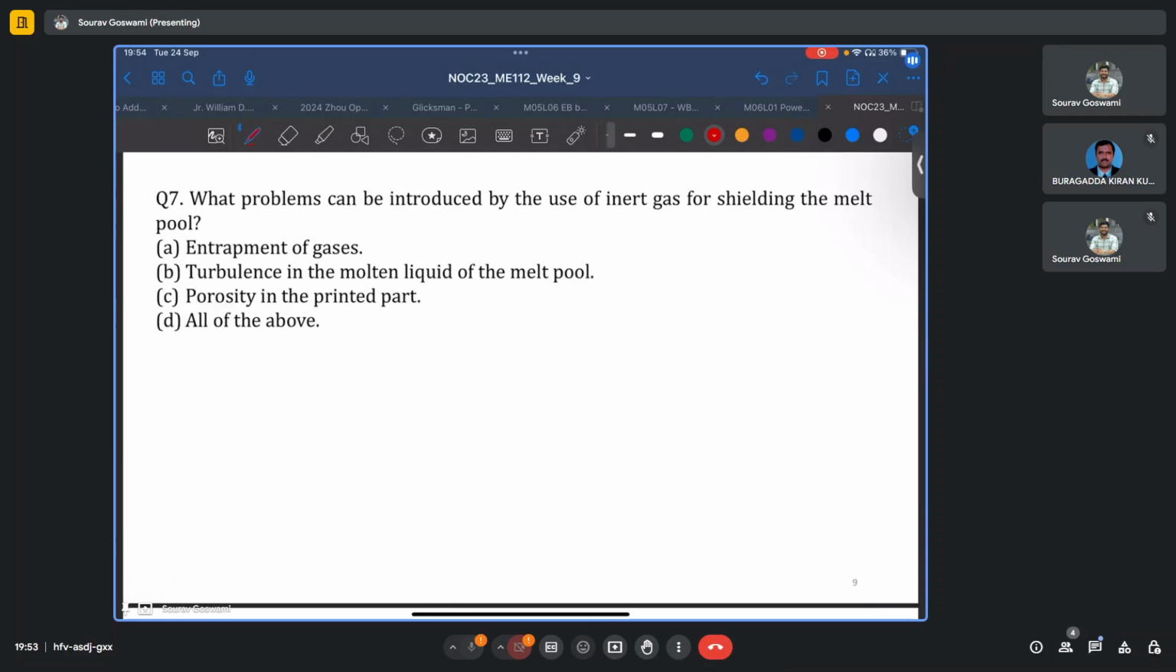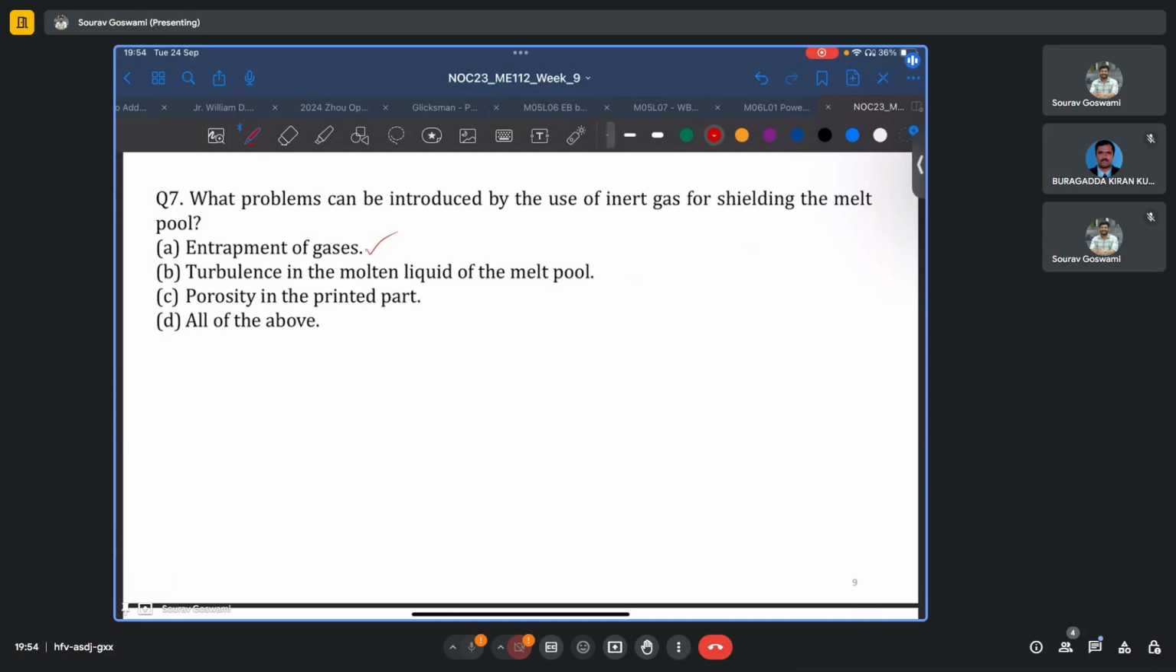Does it lead to the entrapment of gases? Yes, this happens. As we were discussing, the powder material itself may have been formed through an atomization process which may use water or some inert gas. Atomized powders typically use nitrogen or argon, and these may get entrapped into the powders. Additionally, the inert gas which flows over the melt pool may also get entrapped to a certain extent because we know that the solubility of gases in metals is higher in the liquid phase and lower in the solid phase. While it is still molten, the melt pool may dissolve some additional gases.